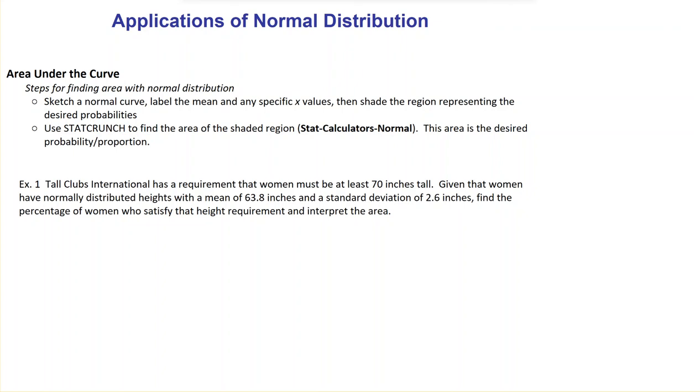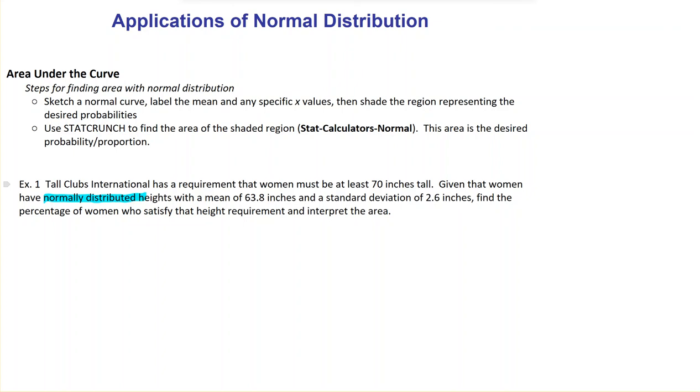There's a lot of information in this example that I want to make sure that you start to notice. First and foremost, we are understanding from the second sentence that we're looking at something that is normally distributed. So that right away tells me how I'm going to start to handle this. I have a normal distribution.